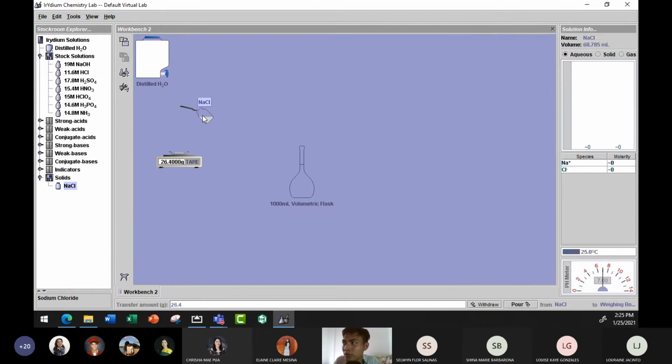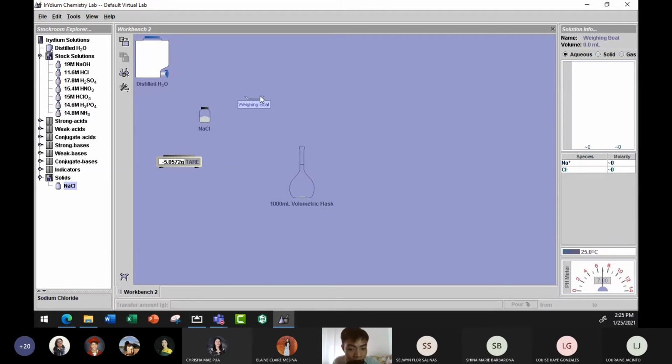Ayun, so meron ako doon 26.4 ng sodium chloride. To-transfer ko yan dyan. 26.4. Enter. So, andun na yung aking solid sa loob ng vol flask.